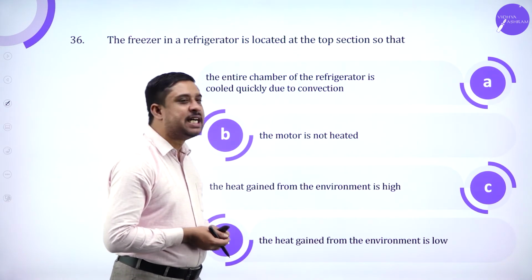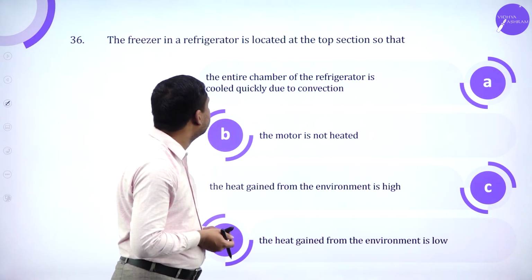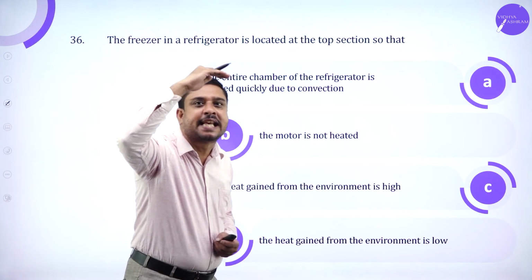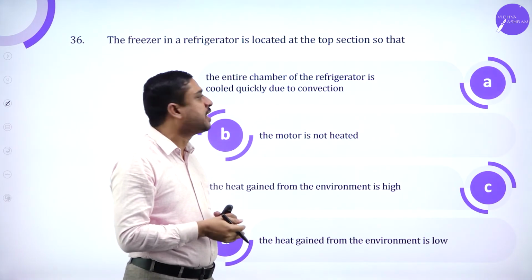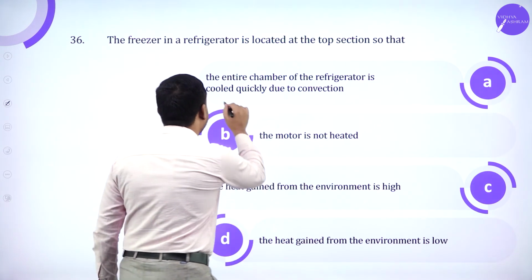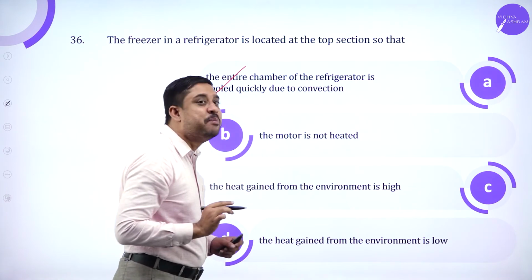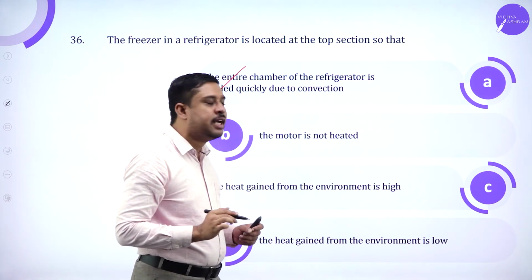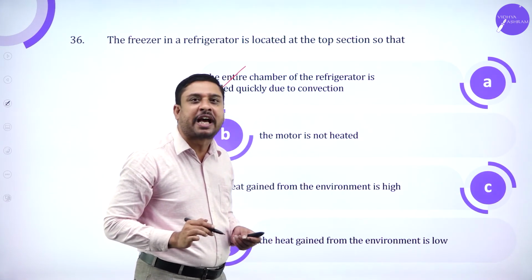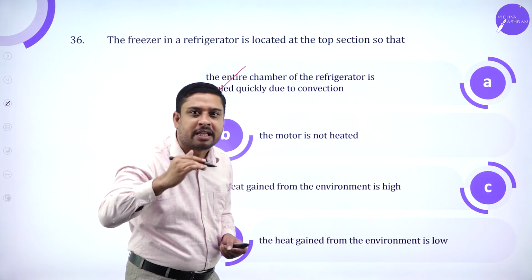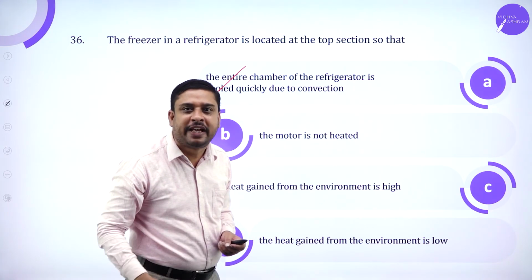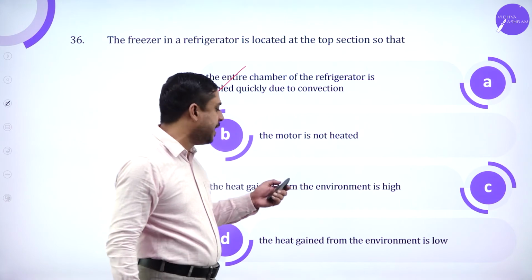The freezer in a refrigerator is located at the top section. The first section of the refrigerator itself is the freezer, so that the entire chamber of the refrigerator is cooled very easily through the process of convection. One part to another, there is transfer of heat and cooling takes place.